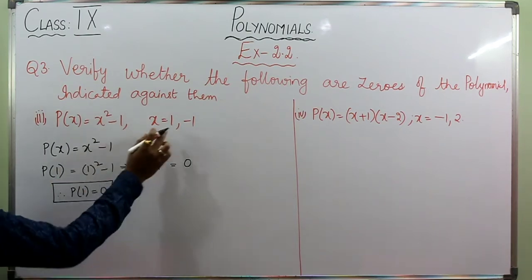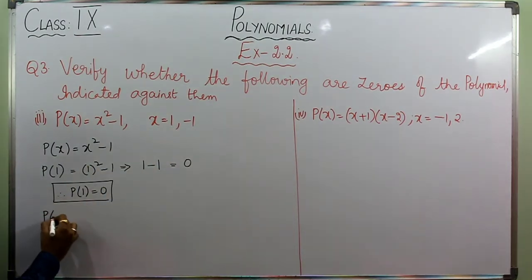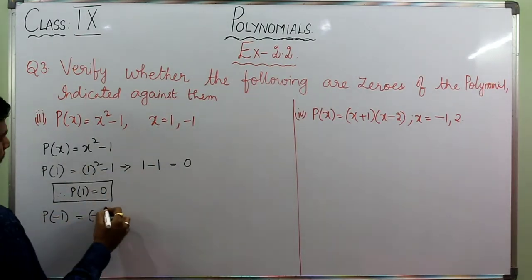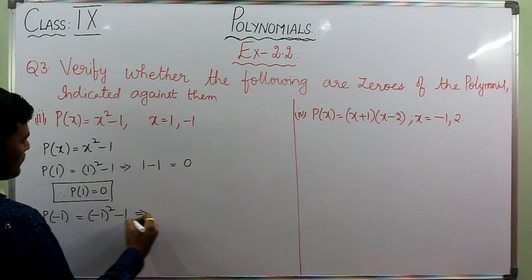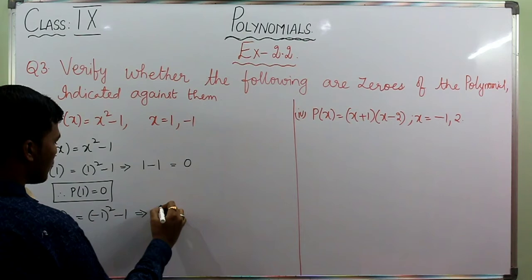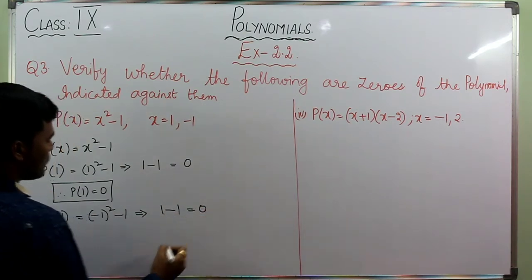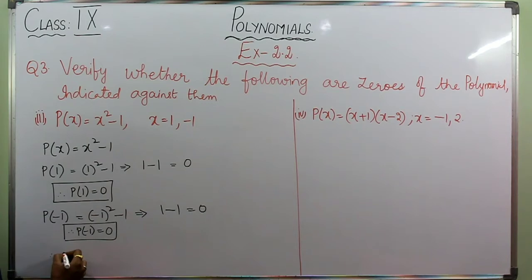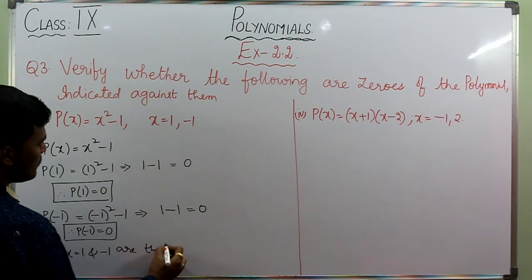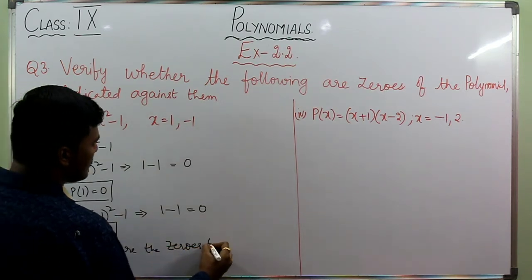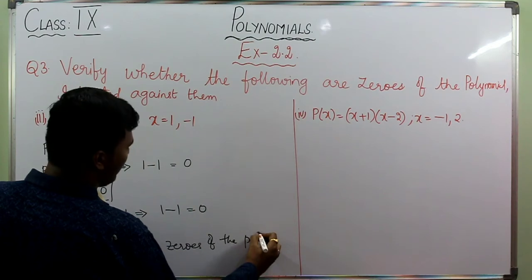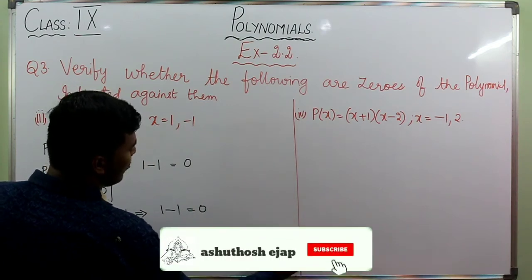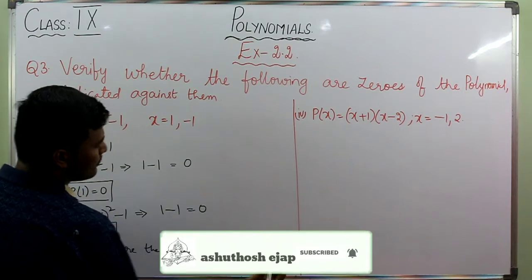Okay. Now let us see with minus 1, that is P of minus 1, that is equals to minus 1 whole square minus 1. This implies minus 1 whole square is 1, minus 1 is equals to 0. So therefore what we got? P of minus 1 also has become 0. So therefore x is equals to 1 and minus 1 are the zeros of the polynomial P of x.